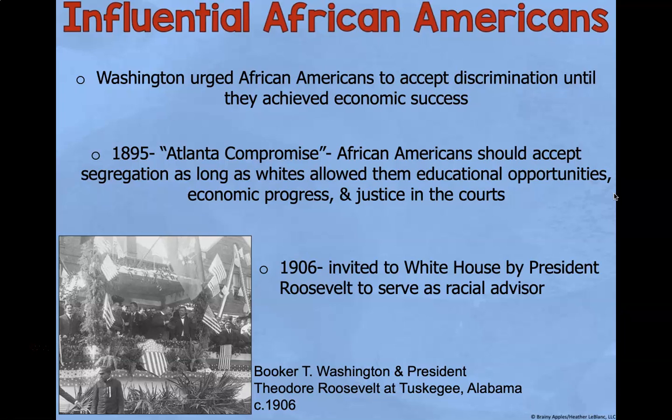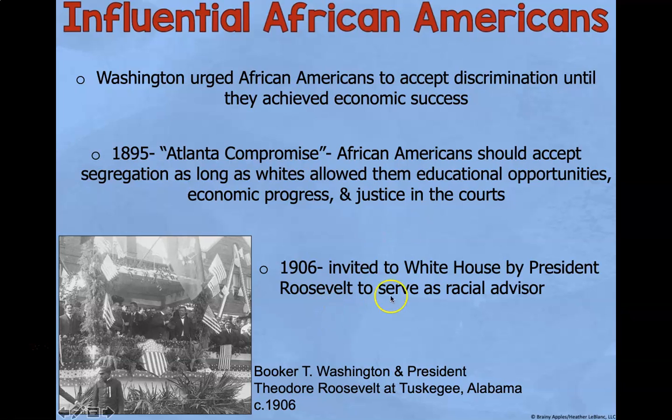Another part to this is that Washington urged African Americans to accept discrimination until they achieved economic success. In 1895, we have the passage of the Atlanta Compromise. This is where they decided African Americans should accept segregation as long as whites allowed them educational opportunities, economic progress, and justice in the courts, which, I'll keep my opinions to myself. We don't want segregation. Segregation is not okay. It's not equality. If you're segregated, it's not equal, okay?